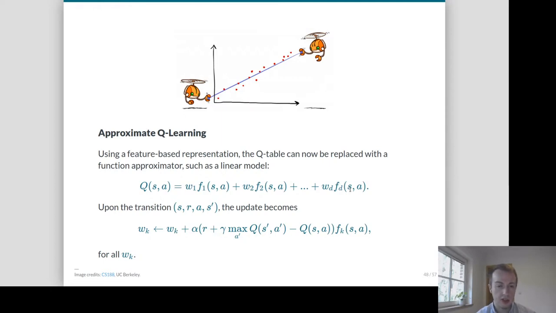So upon a transition S, A, R, and S prime, the TD update would become an update that adjusts the value of W by, again, looking at the TD error and multiplying it with alpha. What is different from before is that we would also multiply this quantity by the feature value associated to the coefficient k for that particular transition, that particular Q state SA. And we'll do that for all coefficients W_k.